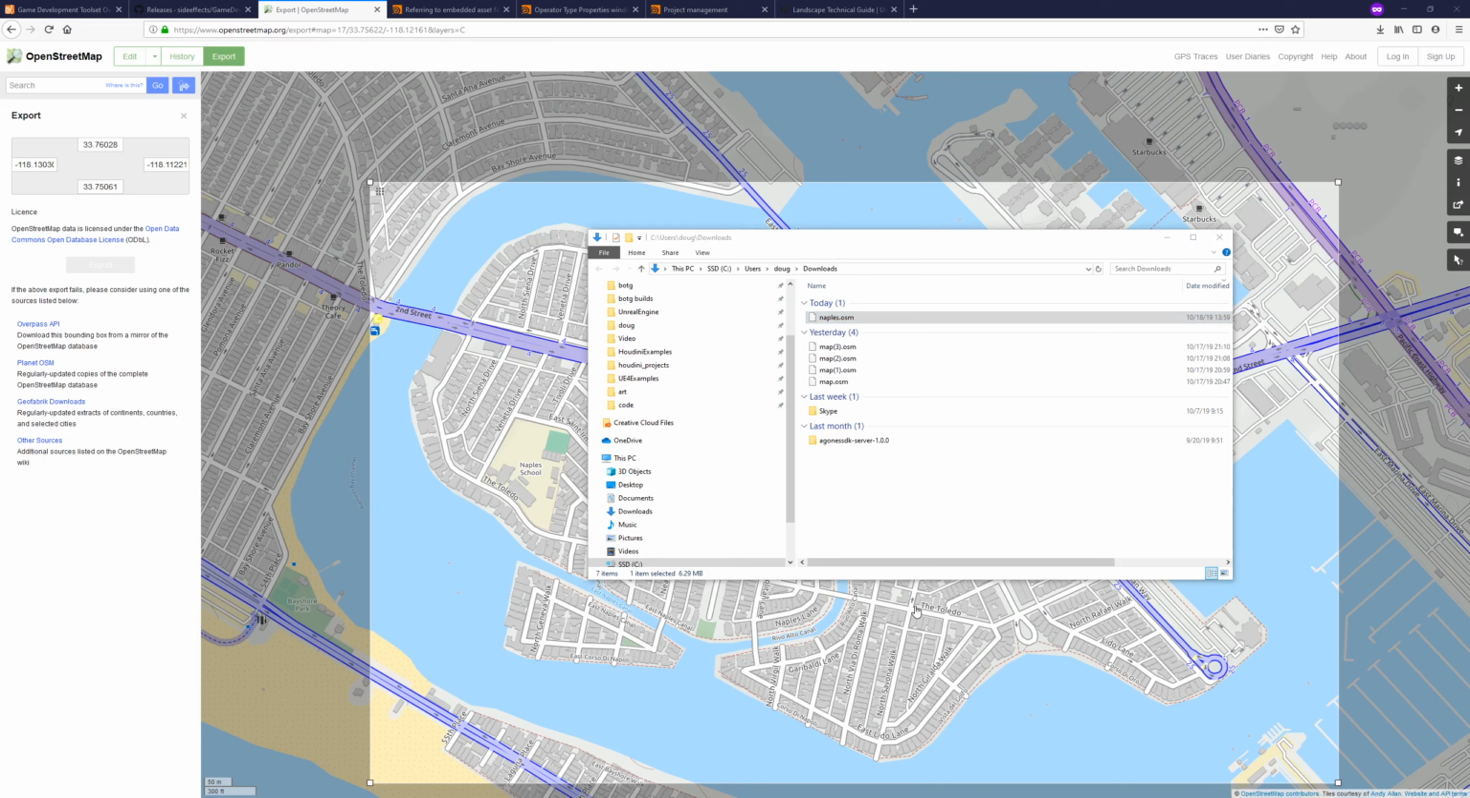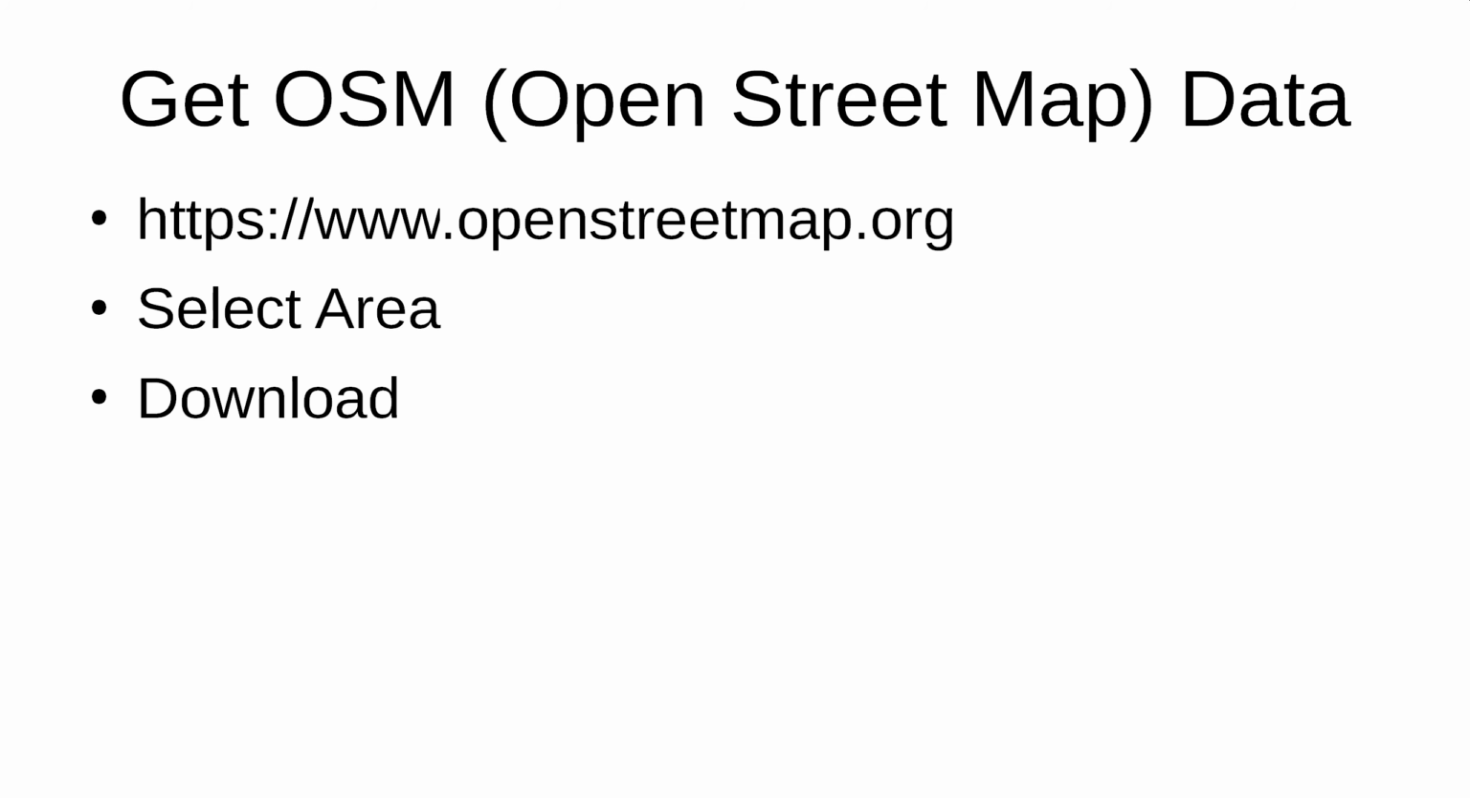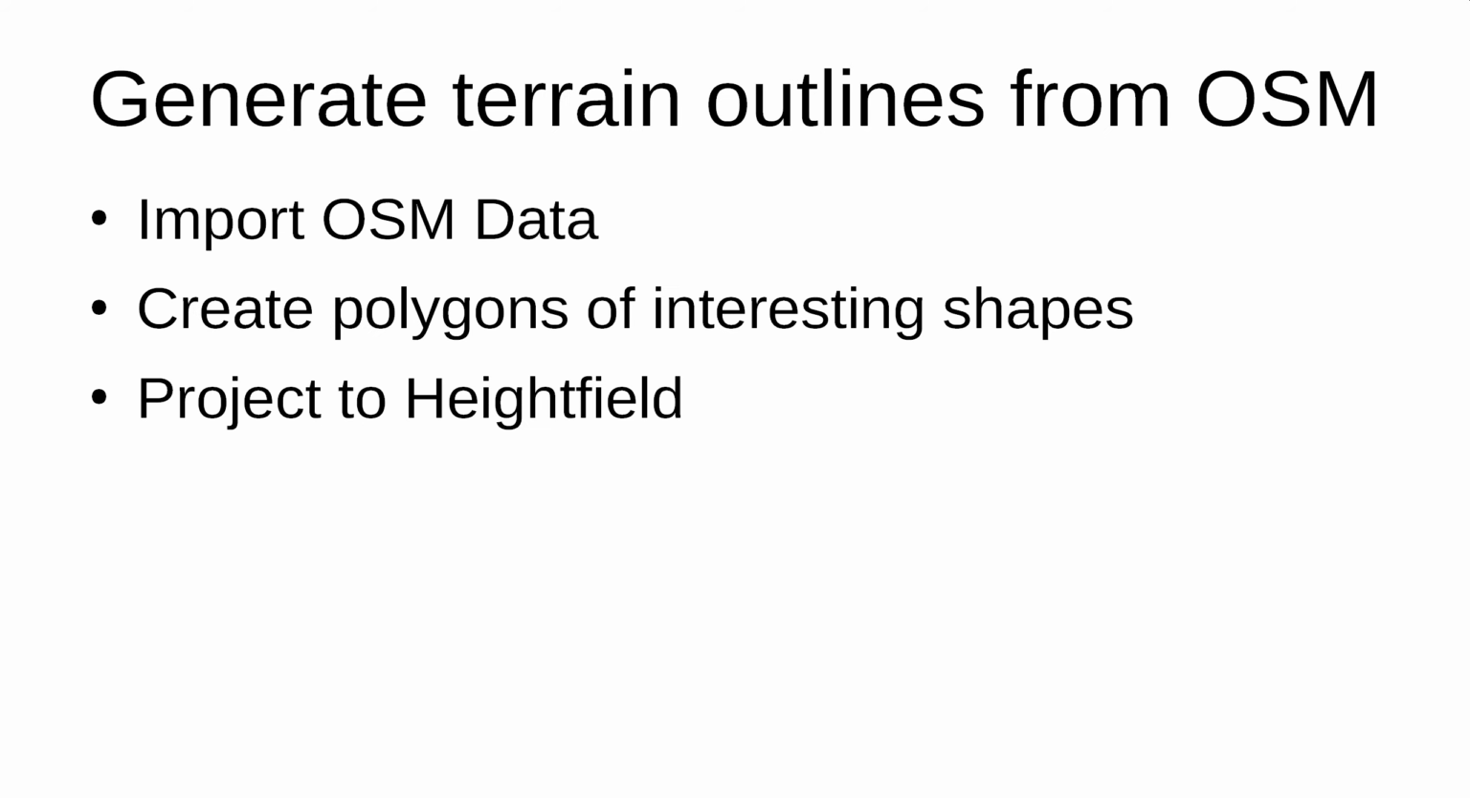Now I'm going to go back to my slides. So the next part, we're going to go over to Houdini and generate terrain outlines from the OpenStreetMap data. That's going to be importing the OSM data, creating polygons of the interesting shapes, and then finally projecting that onto a Heightfield.